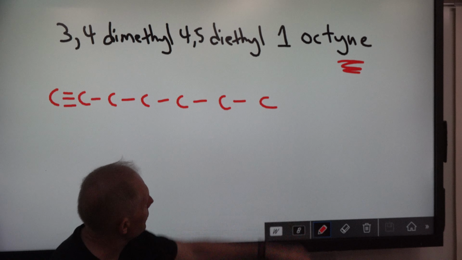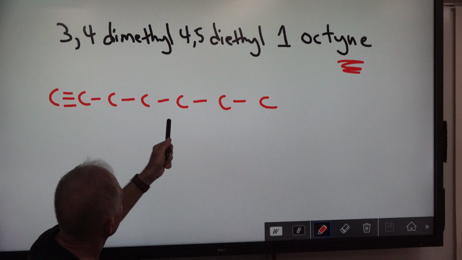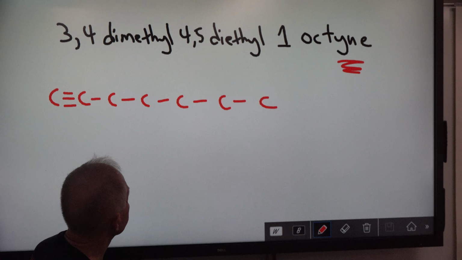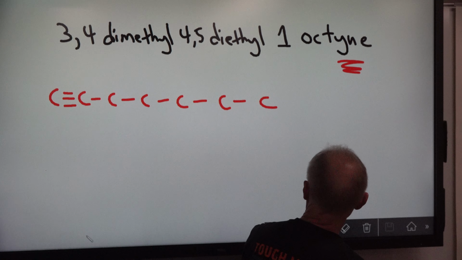So that is the trunk. Sorry, now that is the trunk. I only had 7 for the carbons. So we have 1, 2, 3, 4, 5, 6, 7, 8. So now we have 1-octyne. Now, if we look, the first carbon already has 3 bonds, so we only need to put 1 hydrogen there.